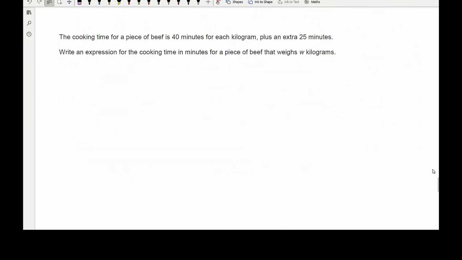So moving on to the next one, it says the cooking time for a piece of beef is 40 minutes for each kilogram plus an extra 25 minutes. Write down an expression for the cooking time in minutes for a piece of beef that weighs W kilograms. So again, breaking this question down and picking out the key bits of information, it's 40 minutes for each kilogram, and we need to add on 25 minutes.